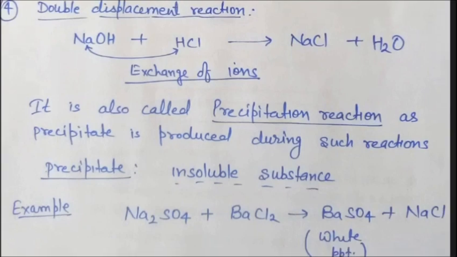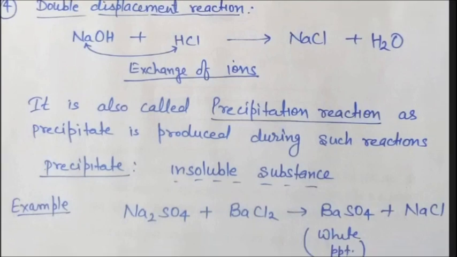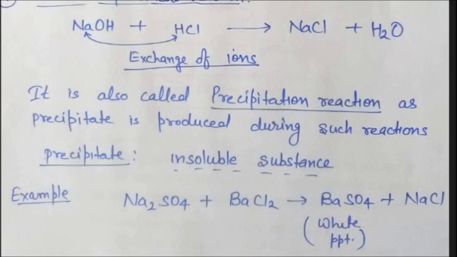For example, you can see the precipitation reaction here. Na2SO4, which is an aqueous solution, plus barium chloride, which is also an aqueous solution. When they react together, the products formed are BaSO4, which is precipitate, and NaCl, aqueous solution. So this reaction is also a double displacement reaction as well as a precipitation reaction. So double displacement reactions are also known as precipitation reactions when precipitates are produced in such reactions.